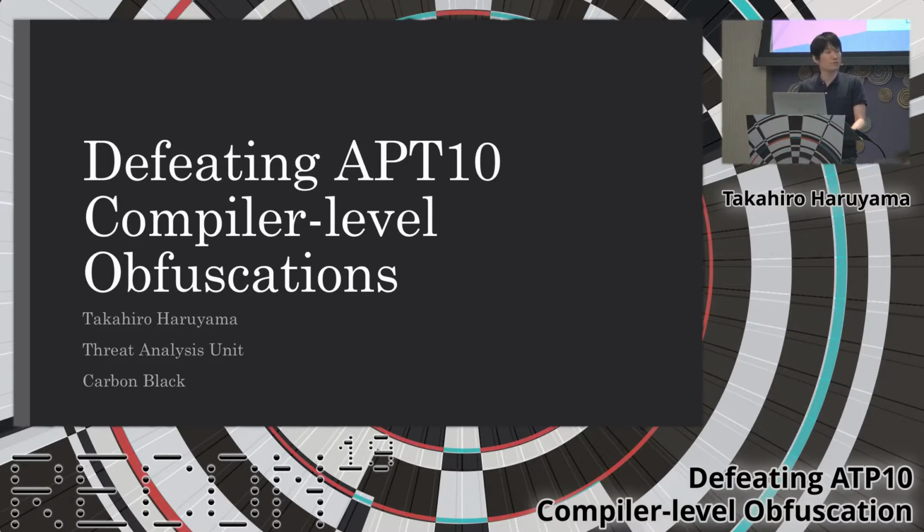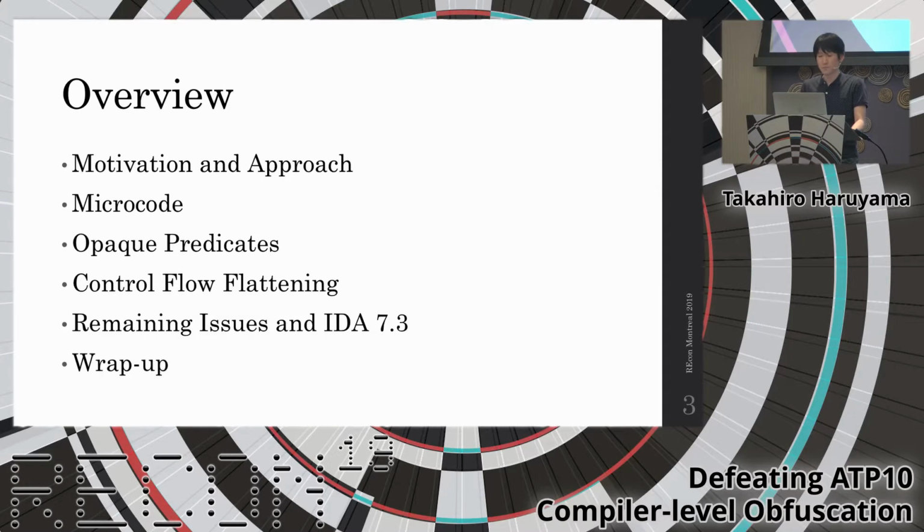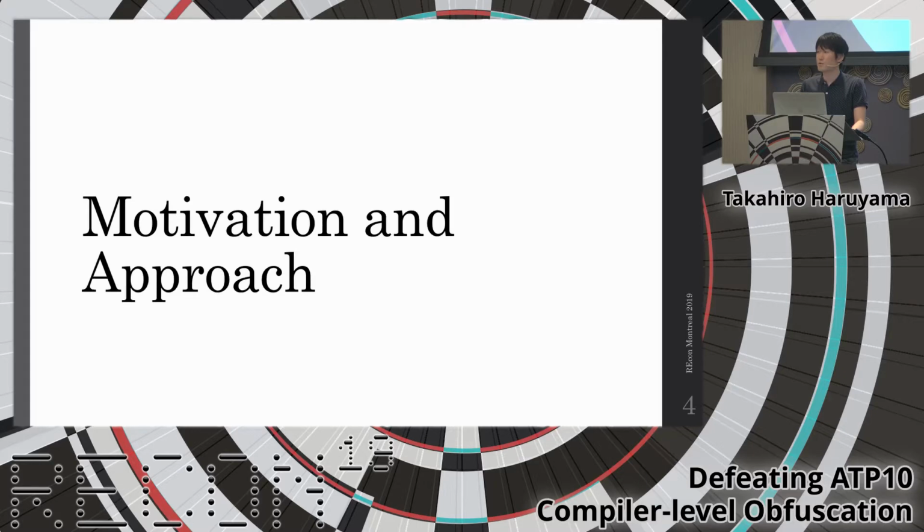In this presentation, I talk about how to break compiler-level obfuscations used by APT10 malware. I'm Takahiro Haruyama, a senior threat researcher with Carbon Black's Threat Analysis Unit. This is today's overview. First, I talk about my motivation and approach with a demonstration.